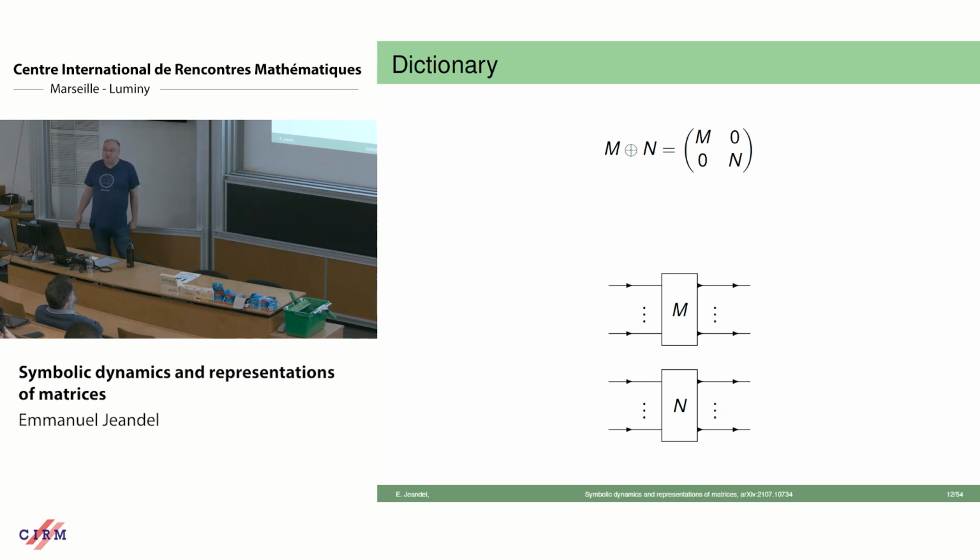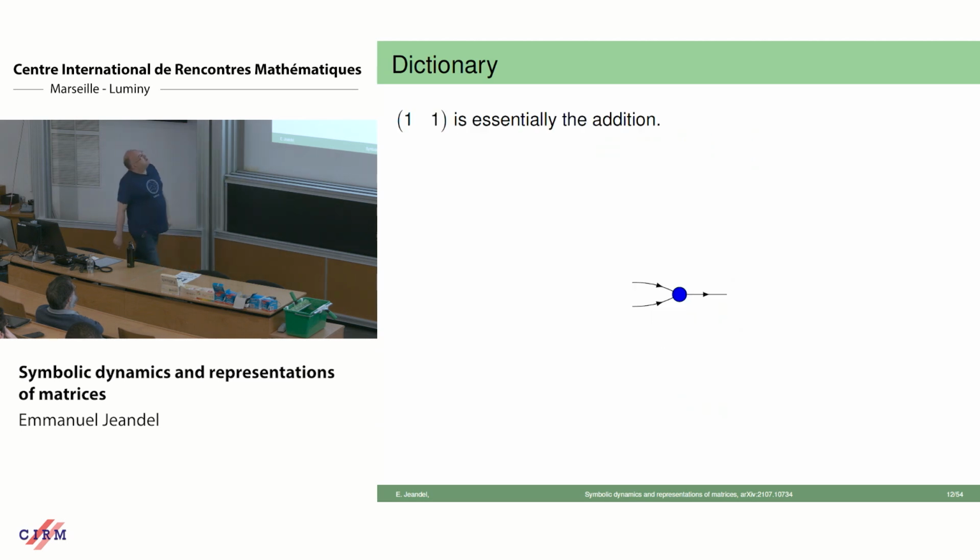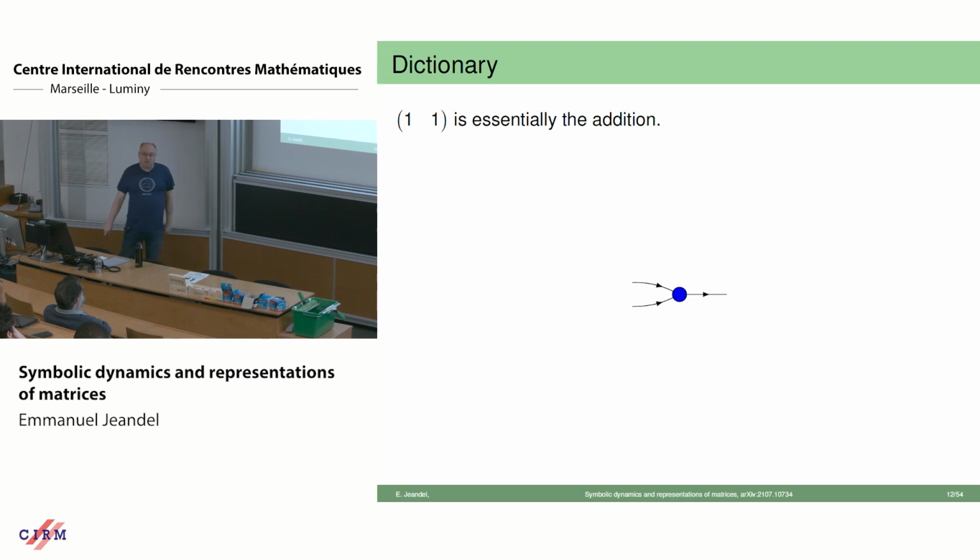Okay, so now let's look at the 2 other generators. So the matrix 1, 1 in both directions. So first, this matrix 1, 1.